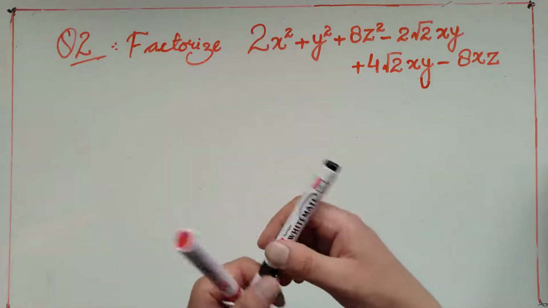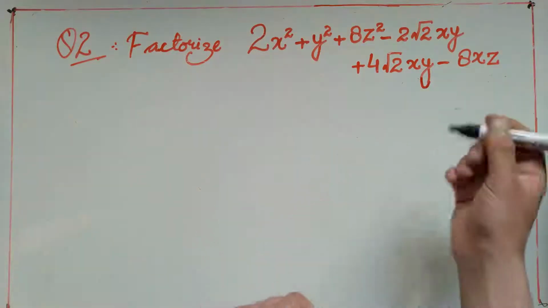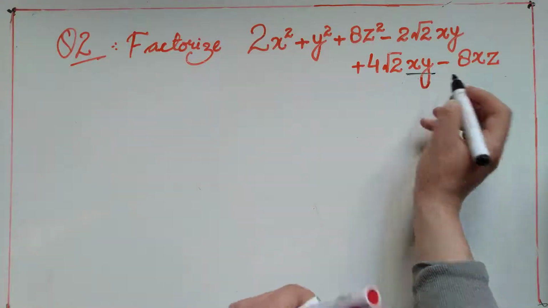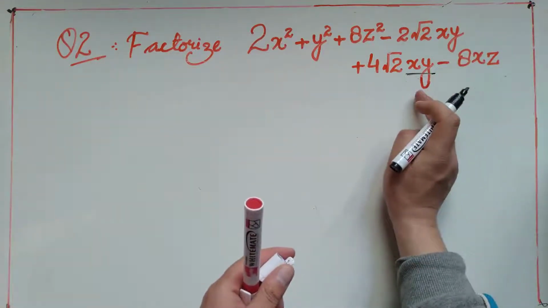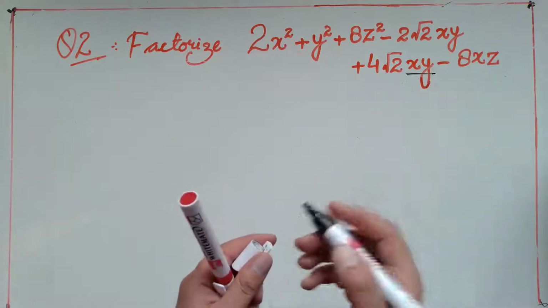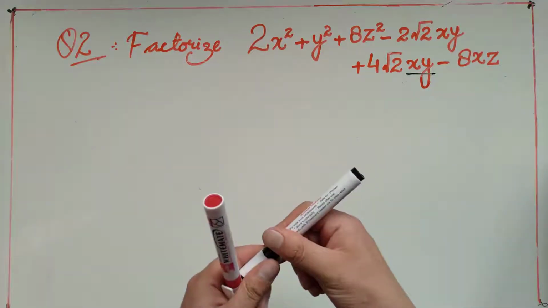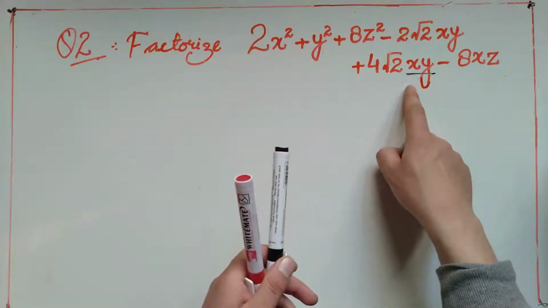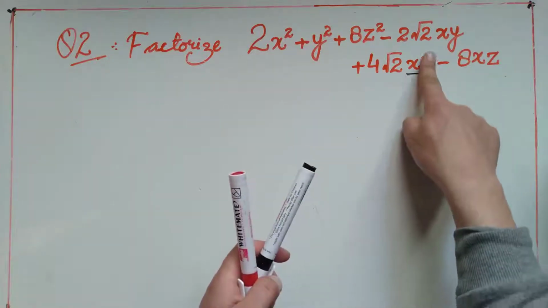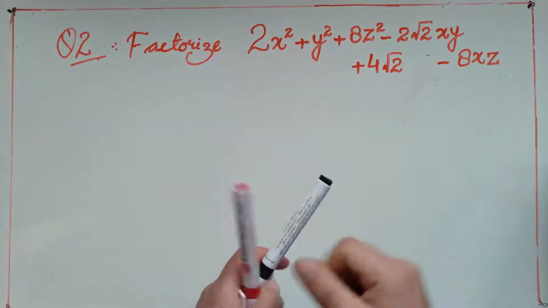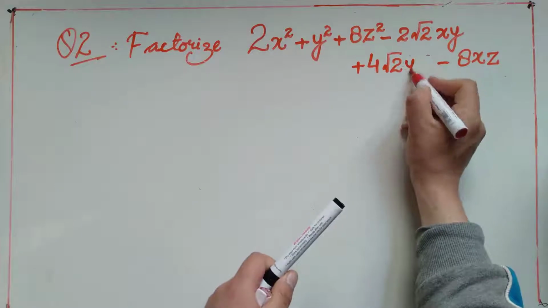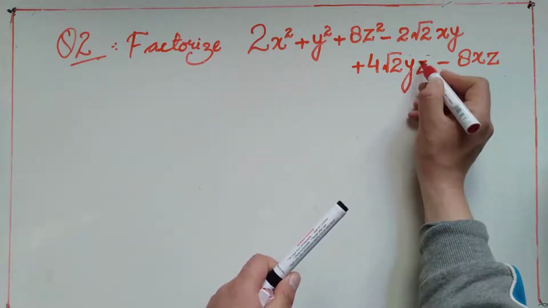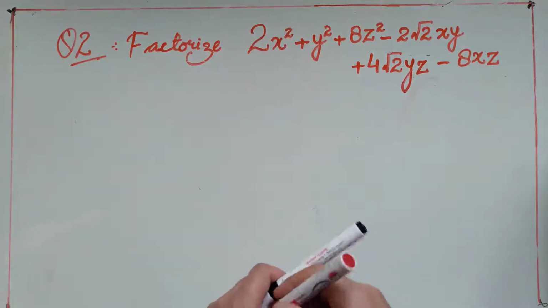First thing is that there's a mistake in printing, and that is it is not xy here. Xy is already mentioned. Rather, it is yz. For students, it is to be noted that you will have to correct it. Instead of writing xy here, you will write down this as a yz. So it is 4 root 2 of yz. Keep that in mind. Correct this mistake first.